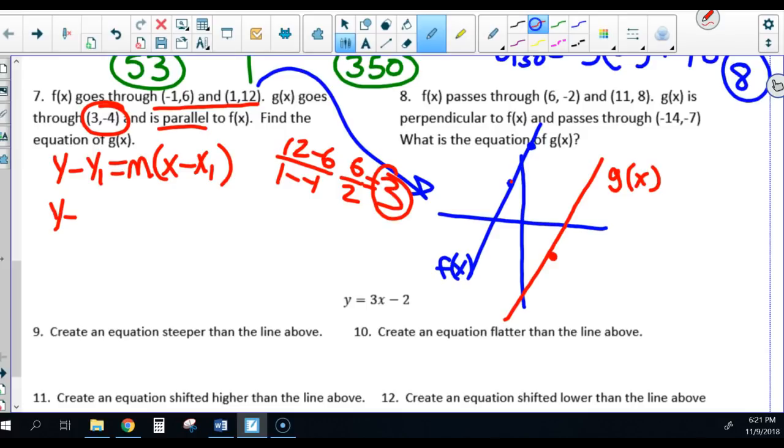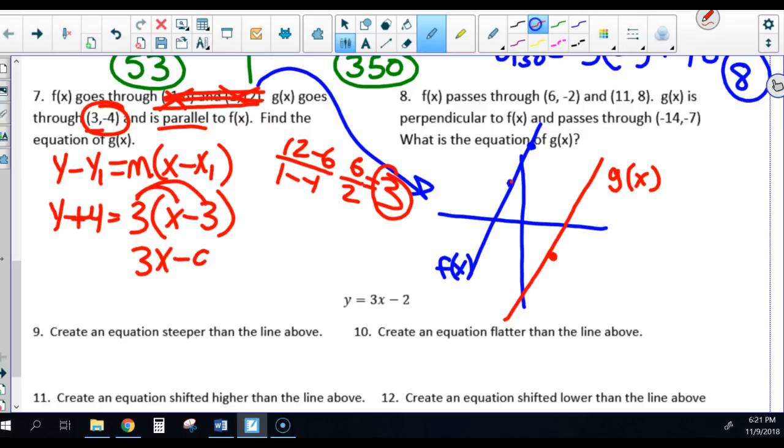Now that I know the slope, I'm done with f of x. I don't need f of x for anything else. Those points are just distracting me. Make them go away. y minus -4 equals m, which is 3, times x minus my x value, which is 3. So change that to y plus 4. We have 3x minus 9. I need to subtract 4 to make that go away. And y equals 3x minus 13.